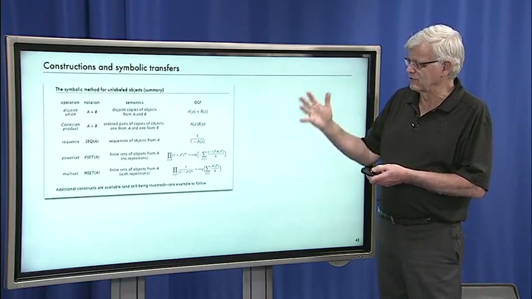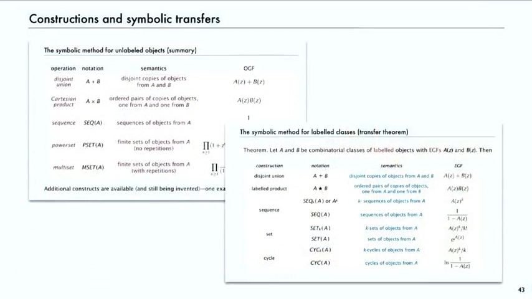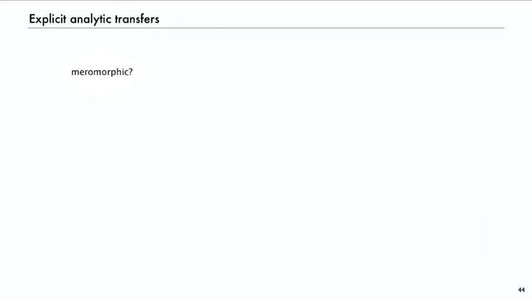Early on, we looked at constructions and symbolic transfers for unlabeled objects and for labeled objects, and these basic constructions gave us the tools to specify many classic combinatorial problems and get associated generating functions immediately. And then after treating generating functions as analytic objects, functions in the complex plane, we saw explicit ways to transfer from generating function equation to coefficients.